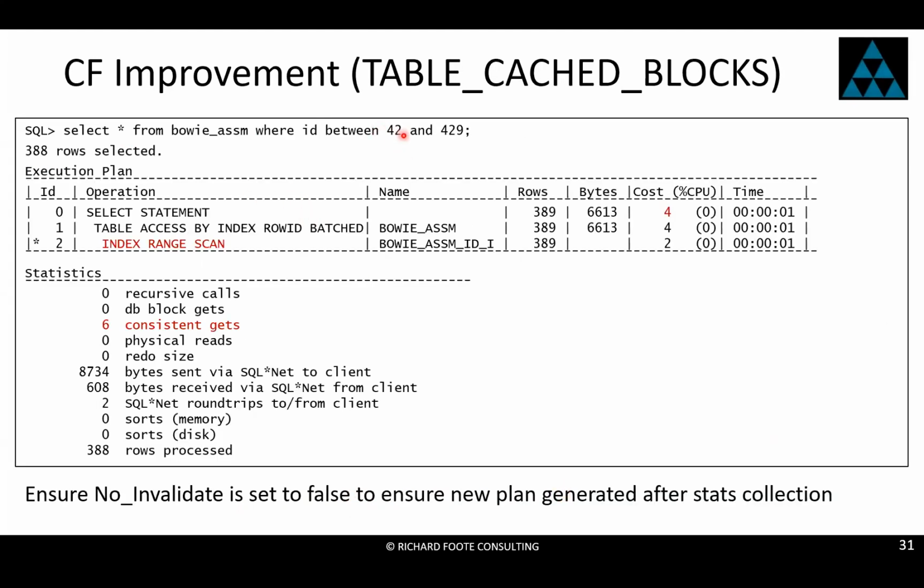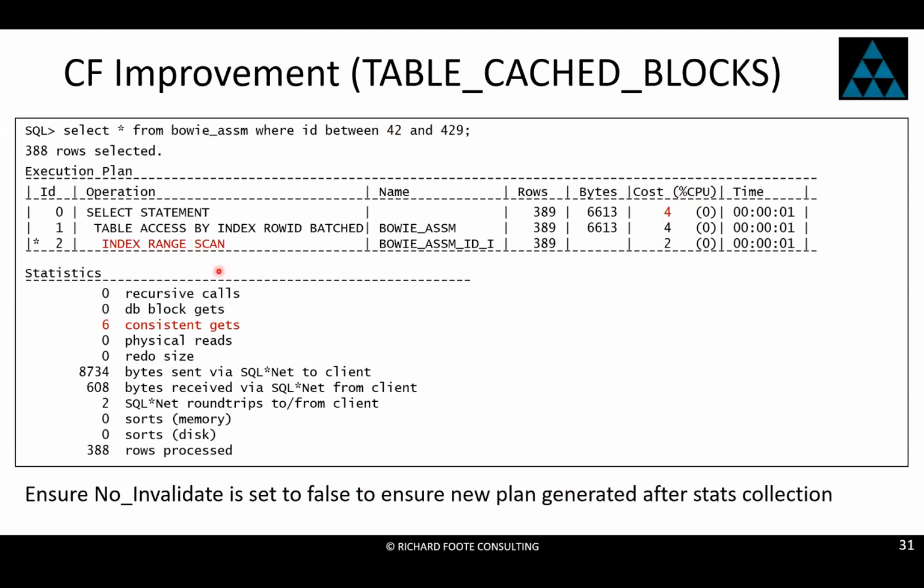And now when I run the same query, 2 key points. 1, it uses the index automatically. And 2, the cost is tiny. Why? Because now to read these 300 odd rows, they all live effectively in the same set of blocks, says Oracle.